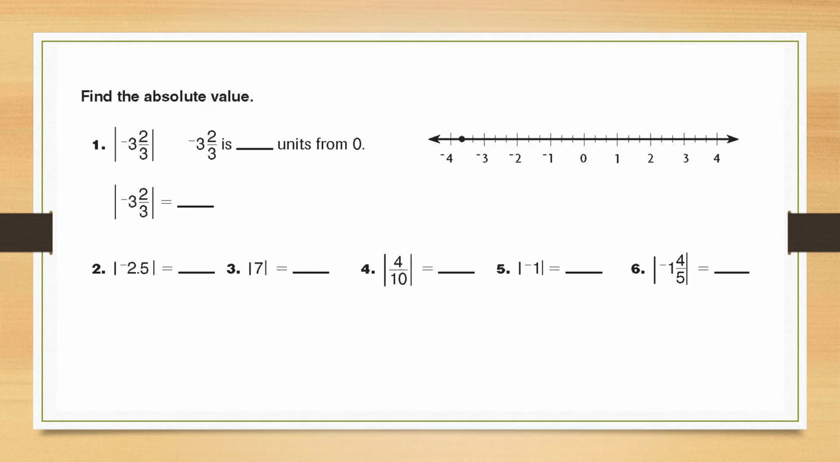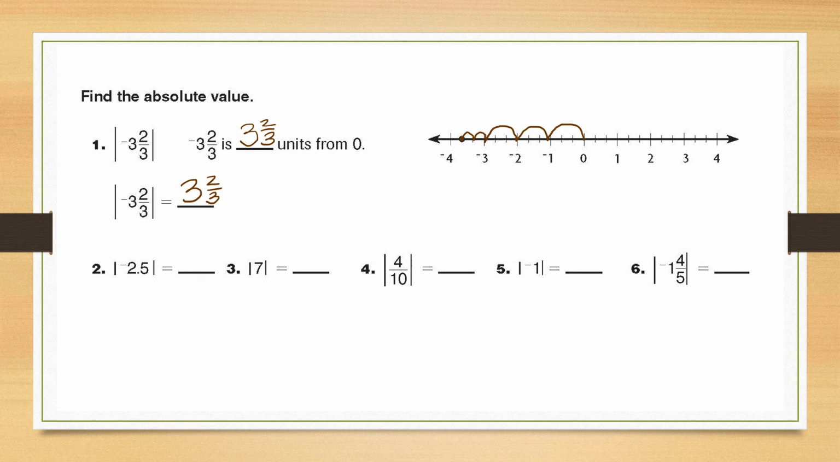Find the absolute value. Question number 1. What is the absolute value of -3 and 2/3? First, we plot -3 and 2/3, and it's right here. -3 and 2/3 is 3 and 2/3 units from 0. I go 1, 2, 3, and then 2/3 of a unit away from 0. Therefore, its absolute value is 3 and 2/3.